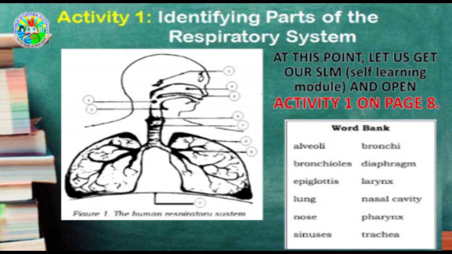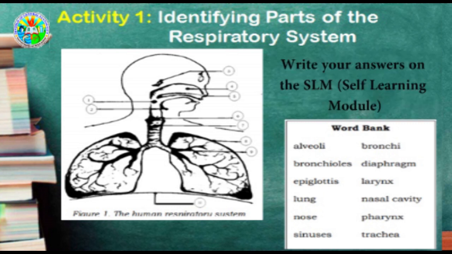At this point, let us get our SLM or the self-learning module and open activity 1 on page 8. In this activity, you are going to identify each part of the respiratory system. You can choose the answer from the word bank given on the same page. Write your answer on your SLM.